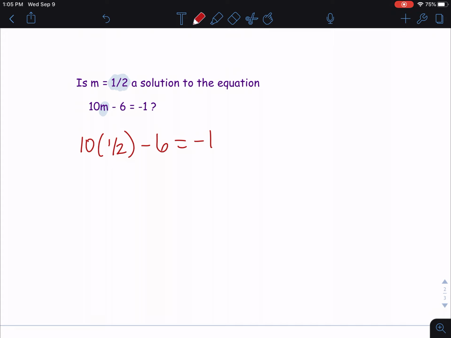10 times 1/2 is the same thing as 10 divided by 2, which is in fact 5. Then I can simplify by doing my subtraction, and 5 minus 6 is negative 1. So yes, this is a solution because it creates a true equation, the same value on the left as the right hand side of the equation.